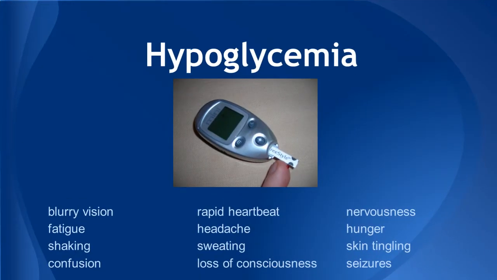Hypoglycemia. You may see blurry vision, fatigue, shaking, confusion, a rapid heartbeat, headache, sweating, loss of consciousness, nervousness, hunger, skin tingling, and you may see seizures.